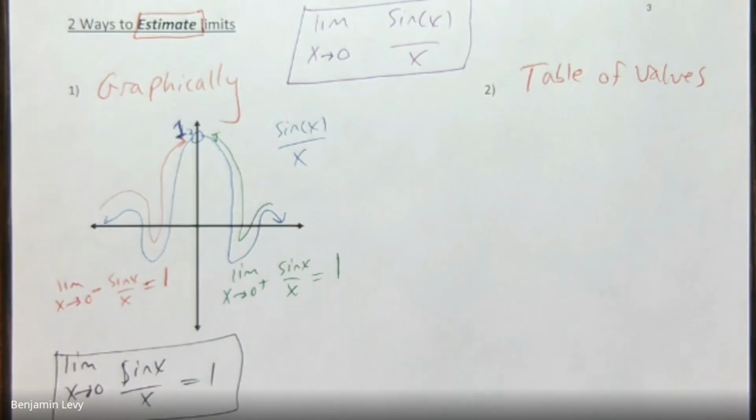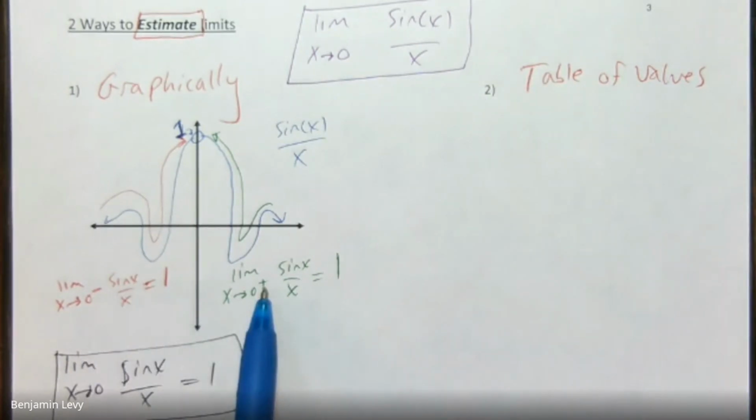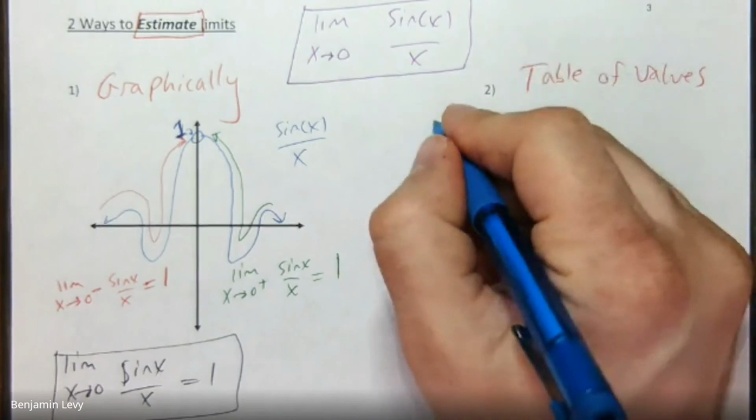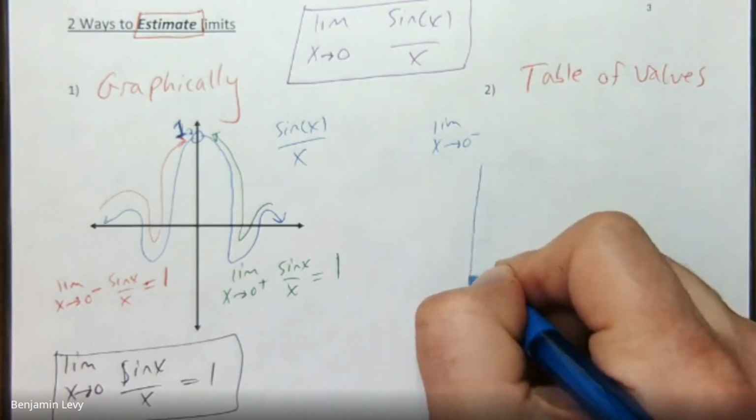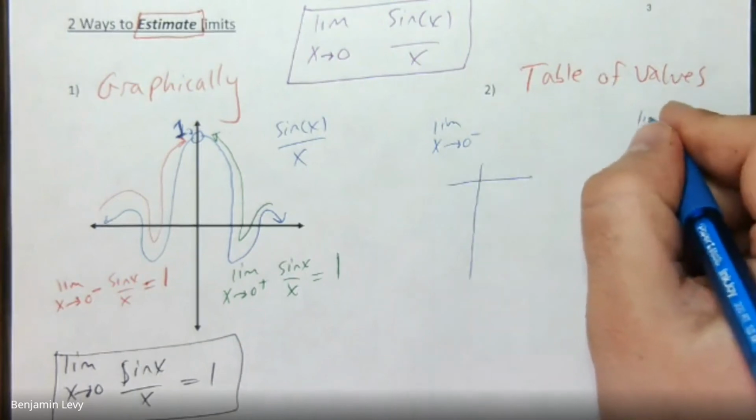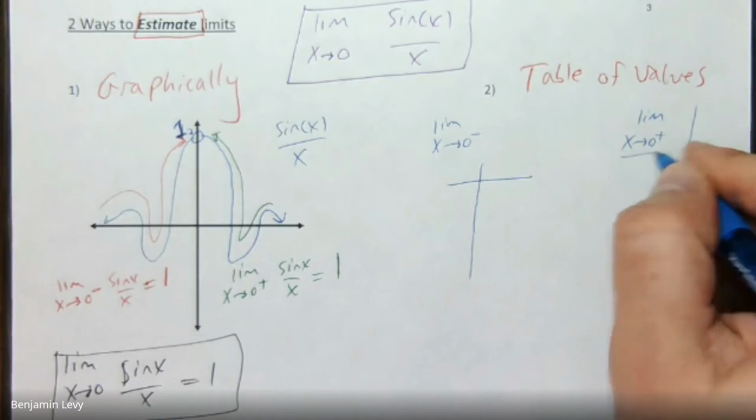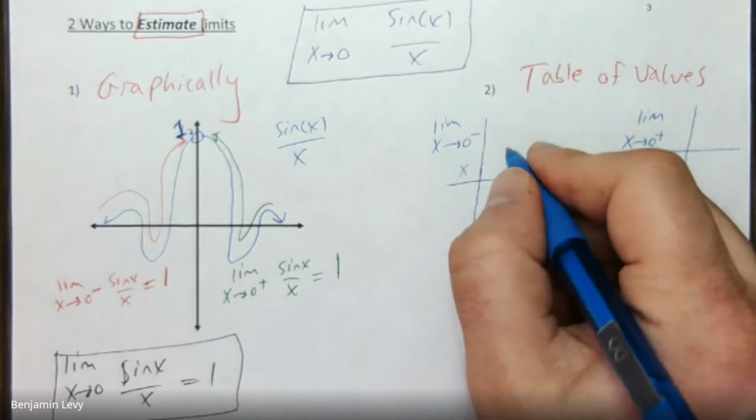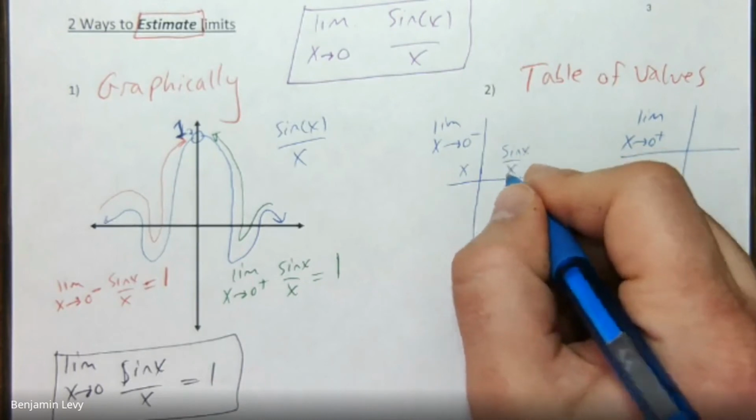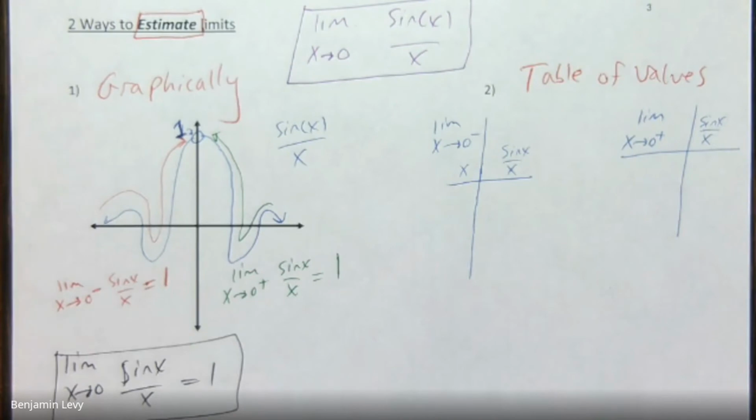All right, if we're going to do a table of values, we need to do the same thing. We need to do the left-hand and the right-hand limit, but we need to plug numbers in. So I'm going to approach 0 from the left in this table, and I'm going to approach 0 from the right in this table. These are my x values, and this is going to be my output. I just used a calculator to do this. I just plug numbers in.